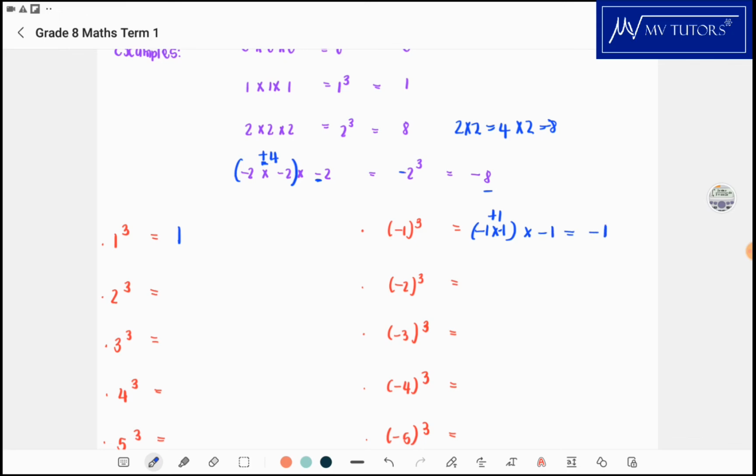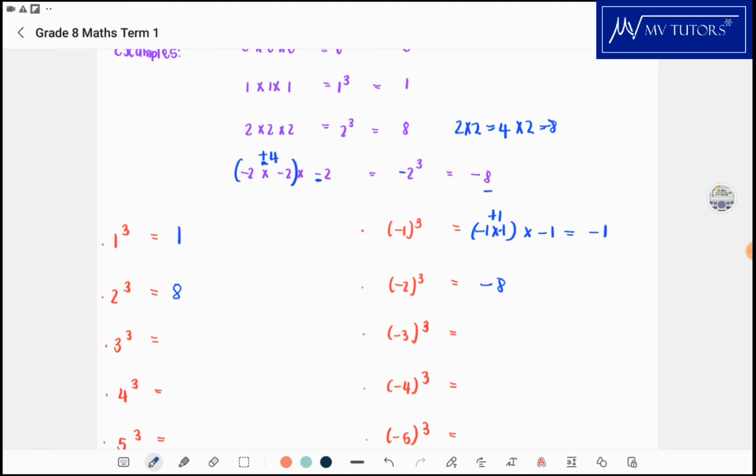So basically, if you have a cube of a negative number, your result will be a negative. With squares, it was different, all right? Because we said a negative times a negative gives you a positive. I hope that is clear. Now, 2 cubed, we said it already, it's 8. But if I have negative 2 cubed, it's going to be negative 8.